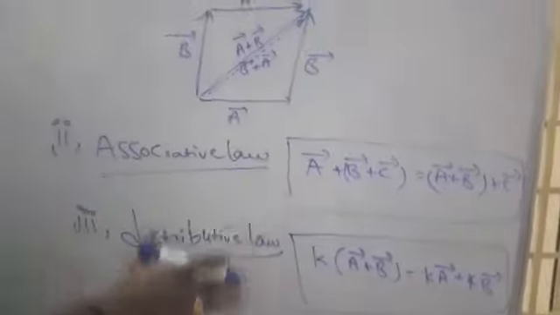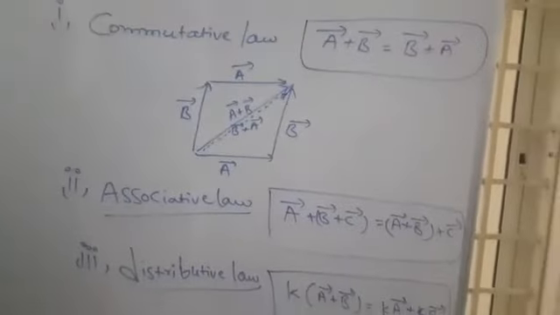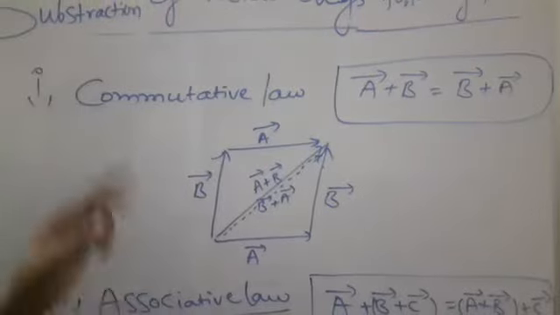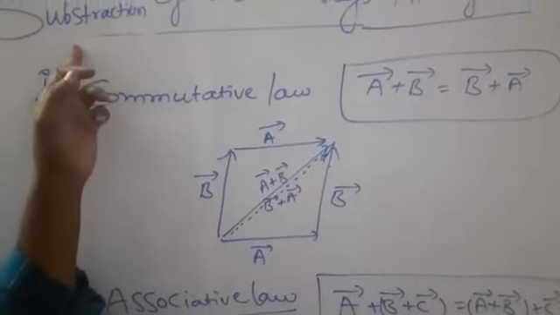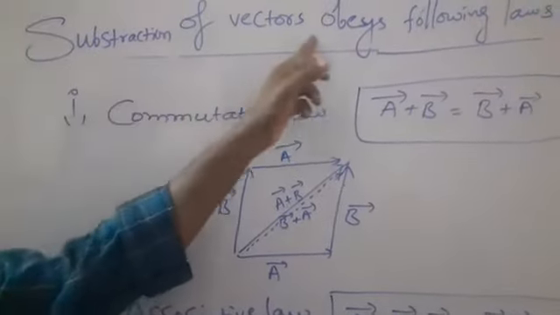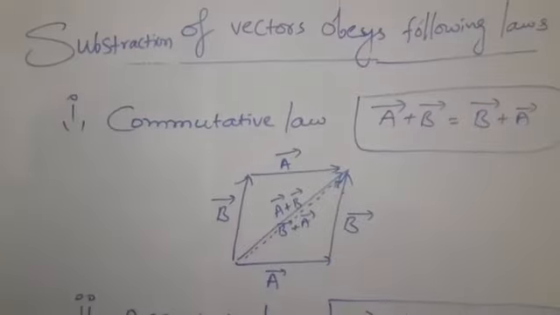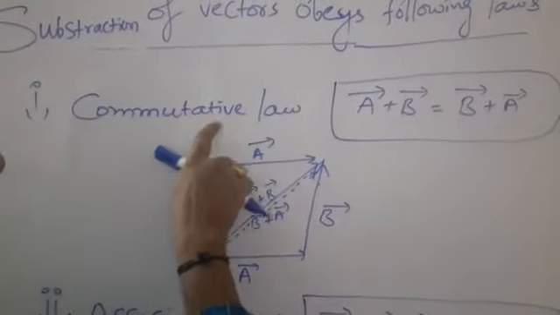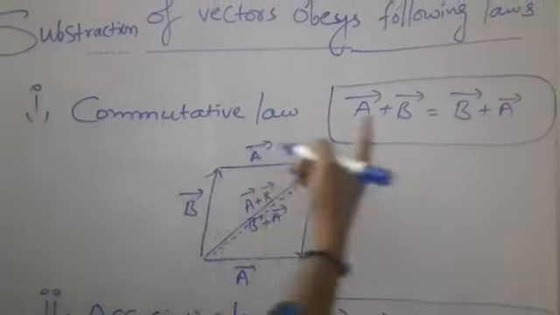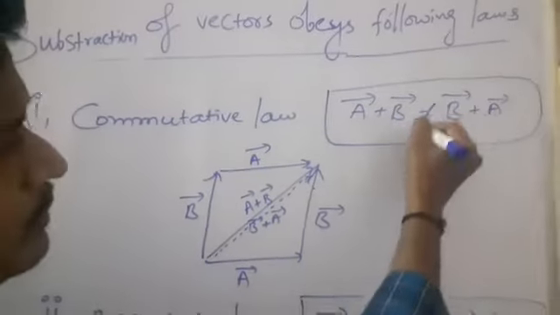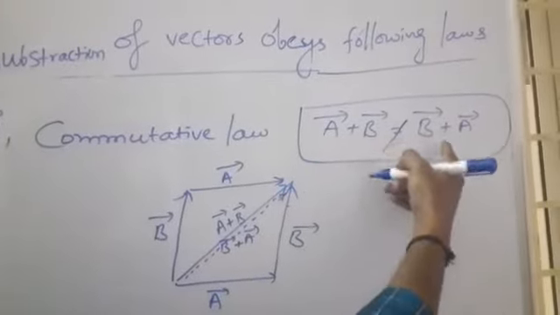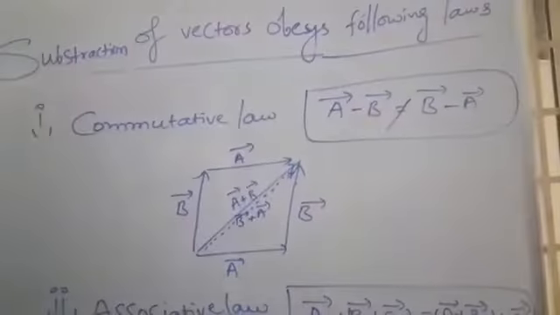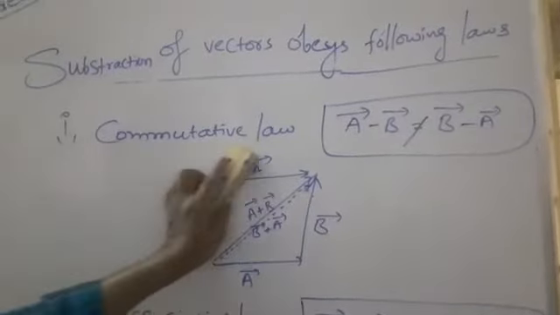So these are the addition of vectors obeying laws. Right. Subtraction of vectors, what is it? Obeying laws. Okay, here the commutative law is not obeyed. A bar minus B bar is not equal to B bar minus A bar.